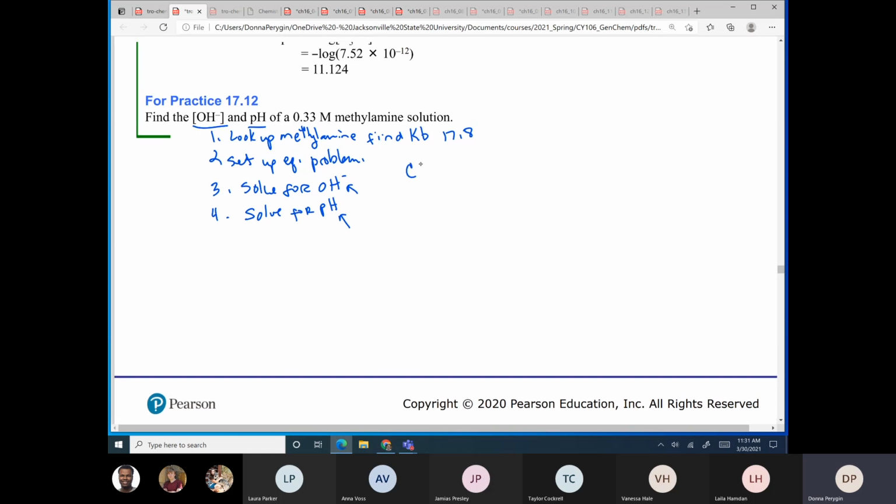So CH3NH2, that's methylamine, plus H2O. And remember, H2O is a liquid. Everything else is aqueous. This is a reversible reaction because it's an equilibrium reaction, forming CH3NH3 plus.